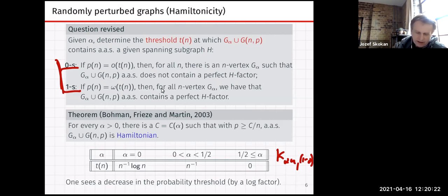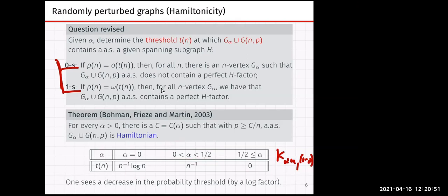Okay, and so the important thing is to really see that we have a decrease of the probability threshold by a log factor, right? From the random case where the threshold was log n over n, we came to the threshold constant over n, or 1 over n, and so that means we save this log factor by considering the starting point to be a graph with positive, or with linear, minimum degree. Okay, so this is the setup.